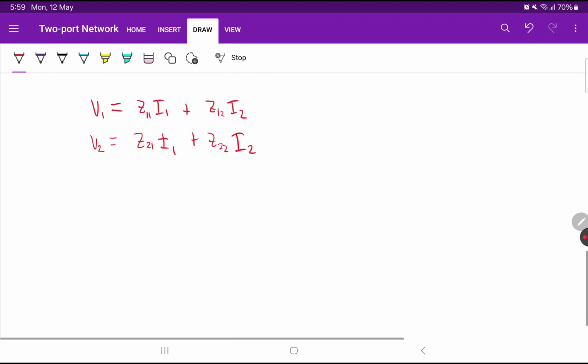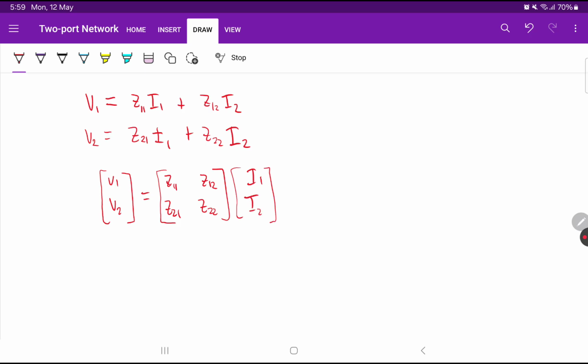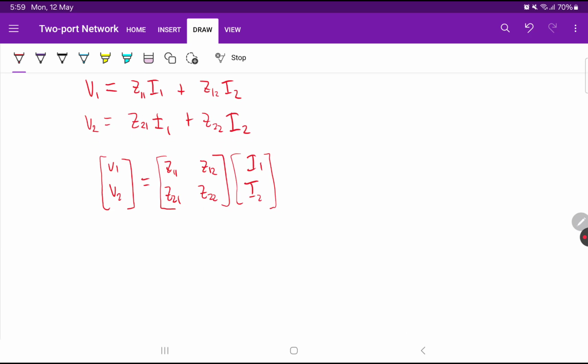So in matrix form, we can write this one in matrix form. V1, V2 is equal to the impedance parameters Z11, Z12, Z21, and Z22, multiplied by the input and output currents, I1 and I2. So this is the model for a Z parameter model.